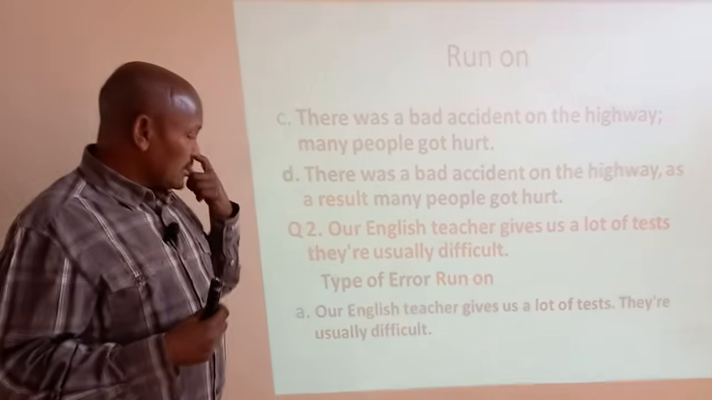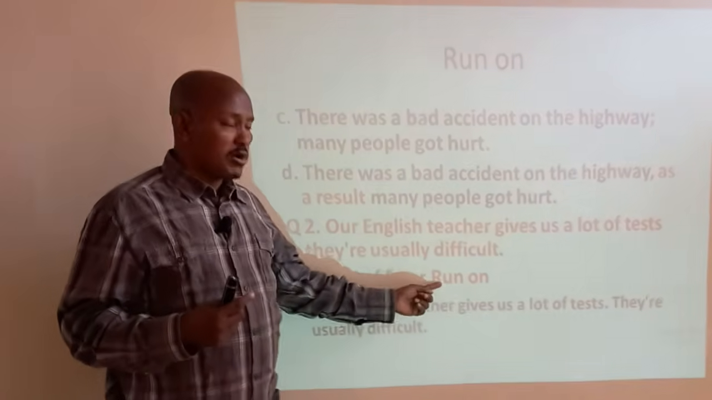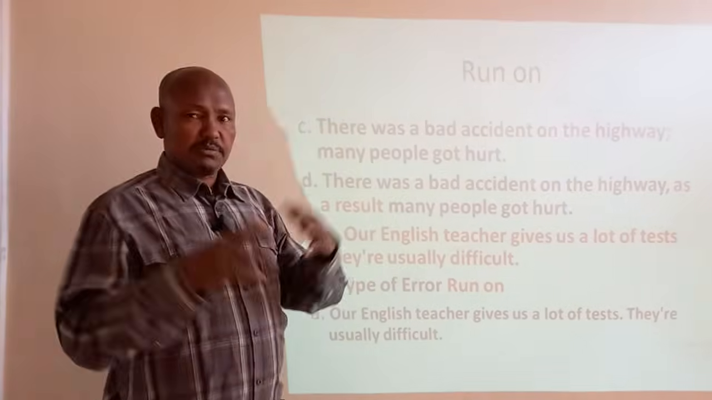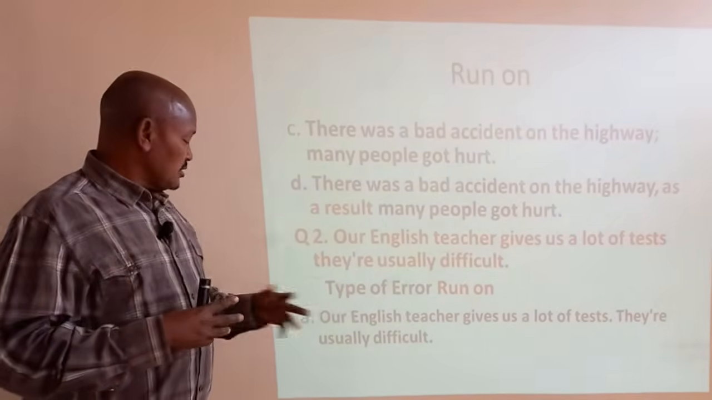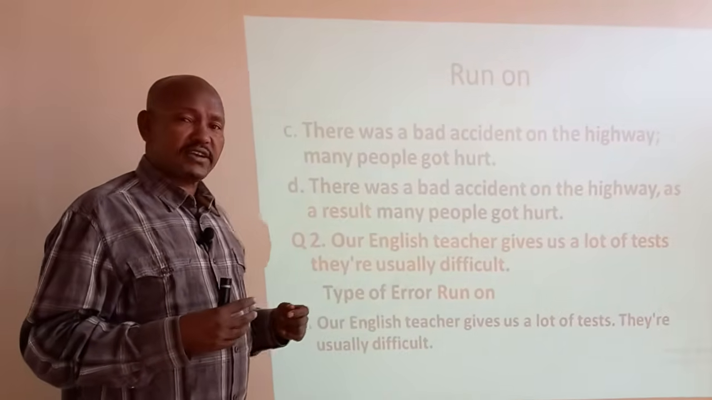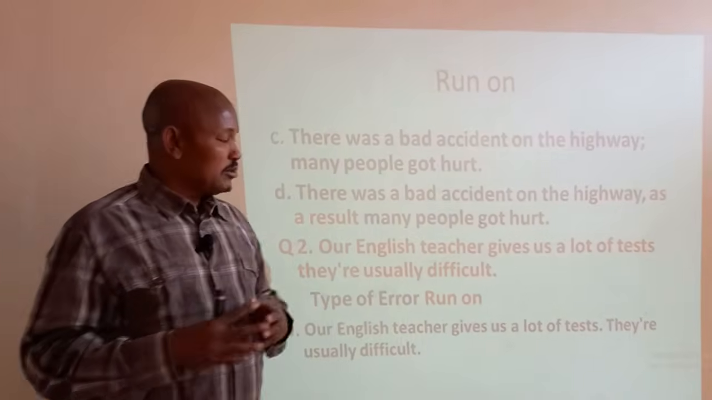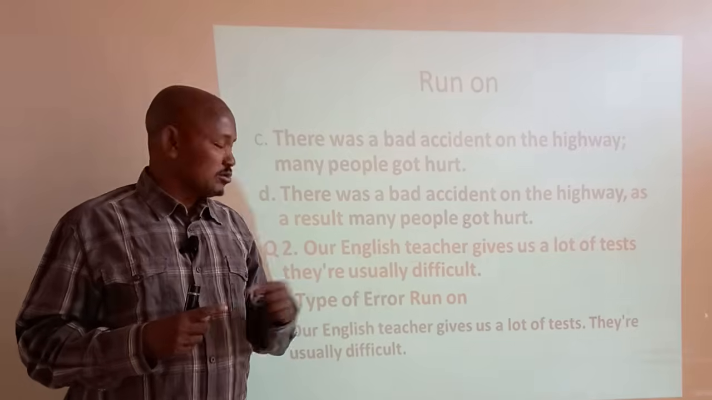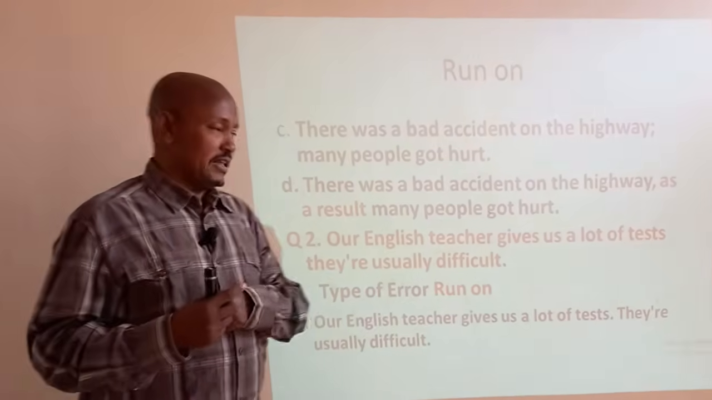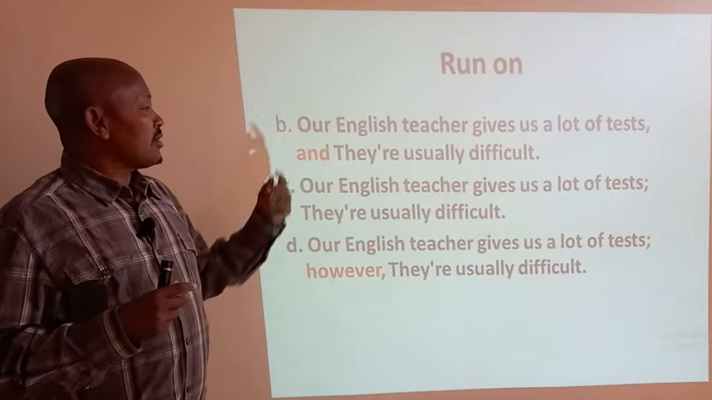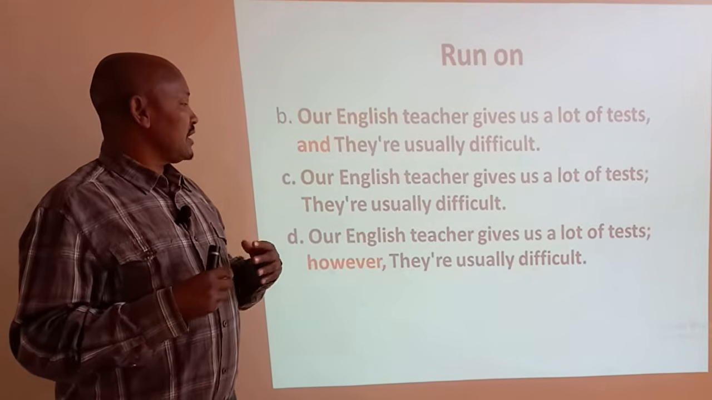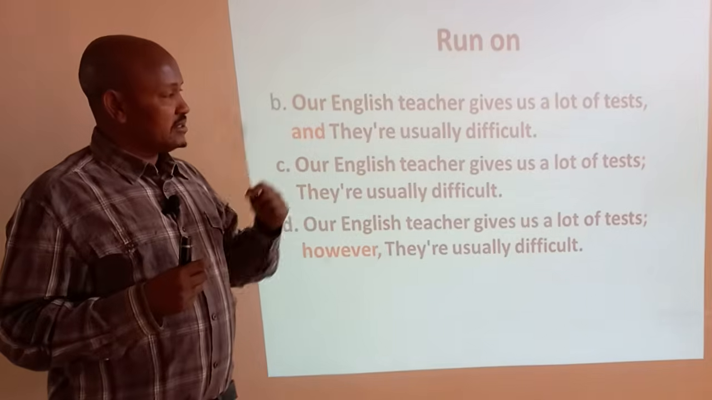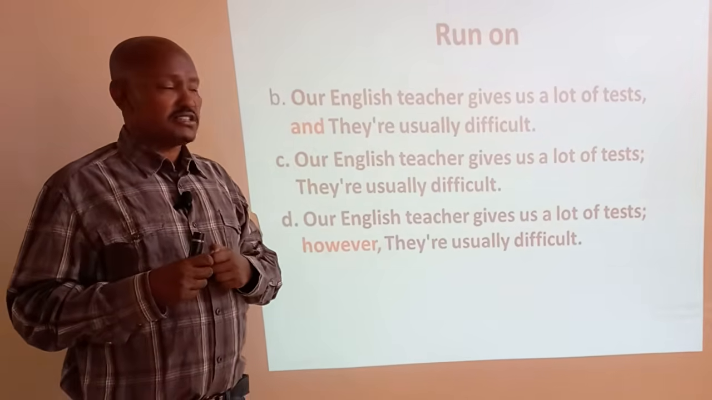So here, the type of error is run-on sentence, because as I explained before, there is no punctuation mark between the 2 independent clauses. So we have to use 4 ways of correcting this one. We put a period between the 2 clauses, and the first letter should be written as a capital letter: they are usually difficult. The second way is: our English teacher give us a lot of tests, and they are usually difficult. There is a coordinating conjunction, and there is a comma before the coordinating conjunction.